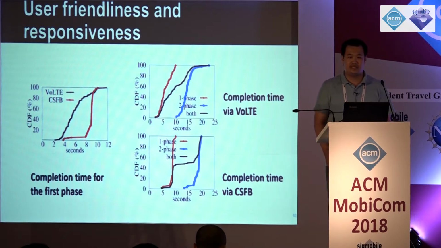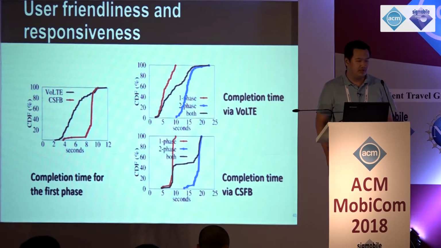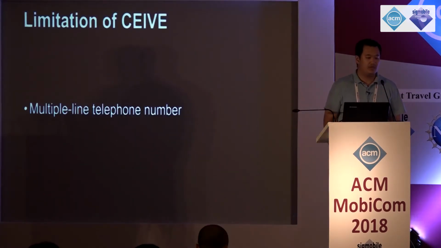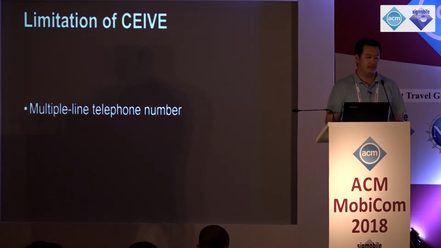So this result shows that CEIVE can give us a timely verification result and prevent the user from having any loss. We also have to admit the limitation of CEIVE: it doesn't work in the case of a multiple line telephone number, because we observe the same signaling message and there's no way for us to differentiate the real call state.